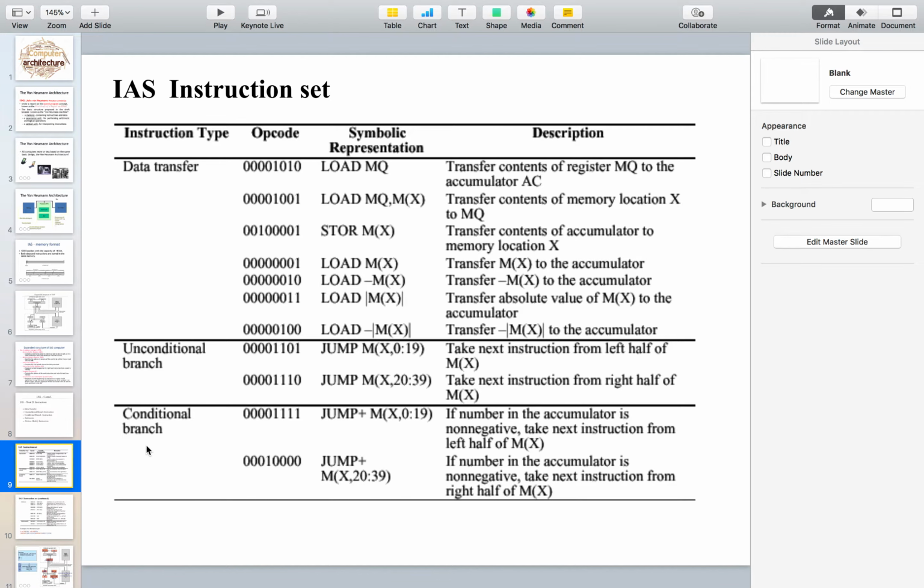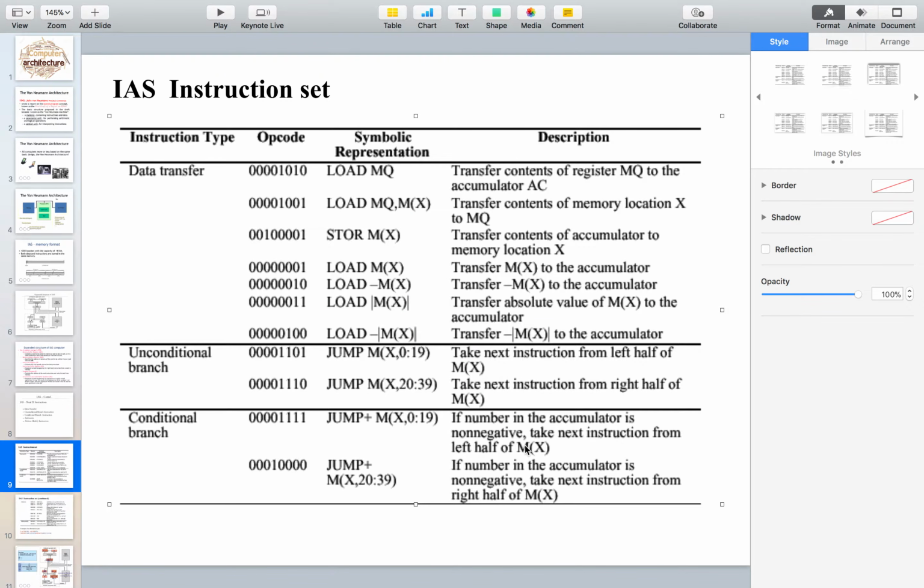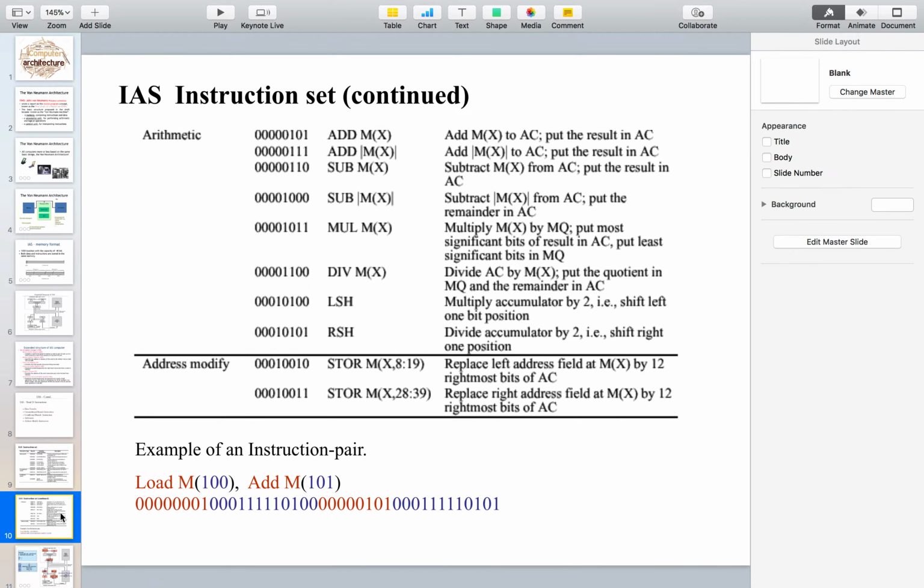Conditional branch. As the name suggests, it has to be given a particular condition. So when I give jump plus M 0 to 19, the condition is: if the number in the accumulator is a non-negative value, it takes the instruction from the left half. If the number is a non-negative value and I give 20 to 39, it takes from the right half.